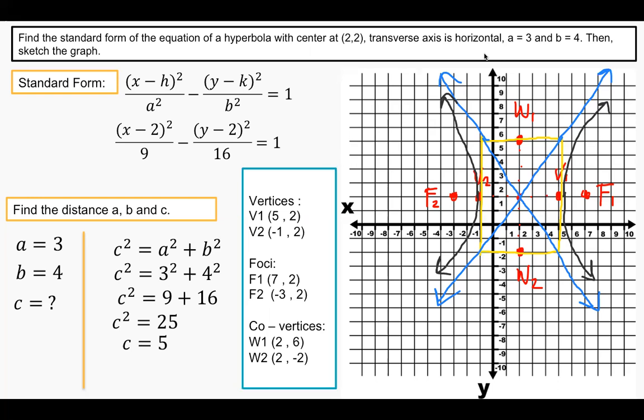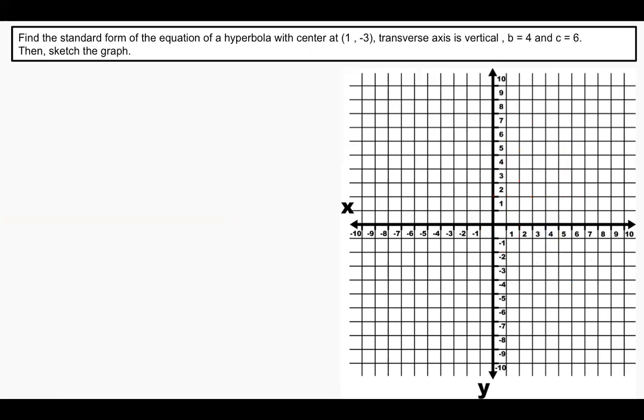The co-vertex 1 is located at (2, 6), and the co-vertex 2 is located at (2, -2). So these are the parts of the given hyperbola. This is our desired equation, and of course, this is our graph. Okay, allow me to erase first the annotation for us to proceed to the second problem.